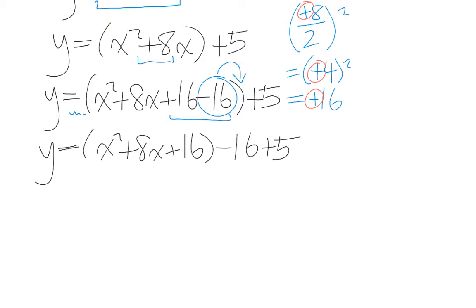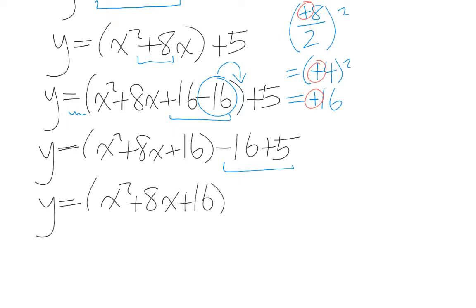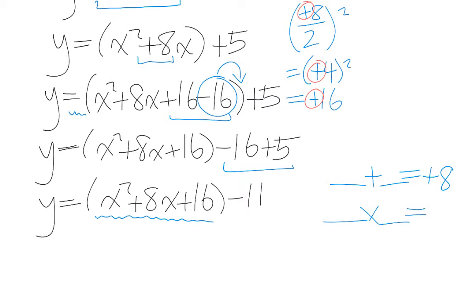All right, now at this point, we can just simplify some of these numbers. Everything else stays the same. Negative 16 plus 5 is negative 11. At this point, you should have noticed that we've created a perfect square trinomial. So you need to ask yourself, what are two numbers when added up give you positive 8, and when multiplied together give you positive 16? That should be pretty easy. That number is positive 4.